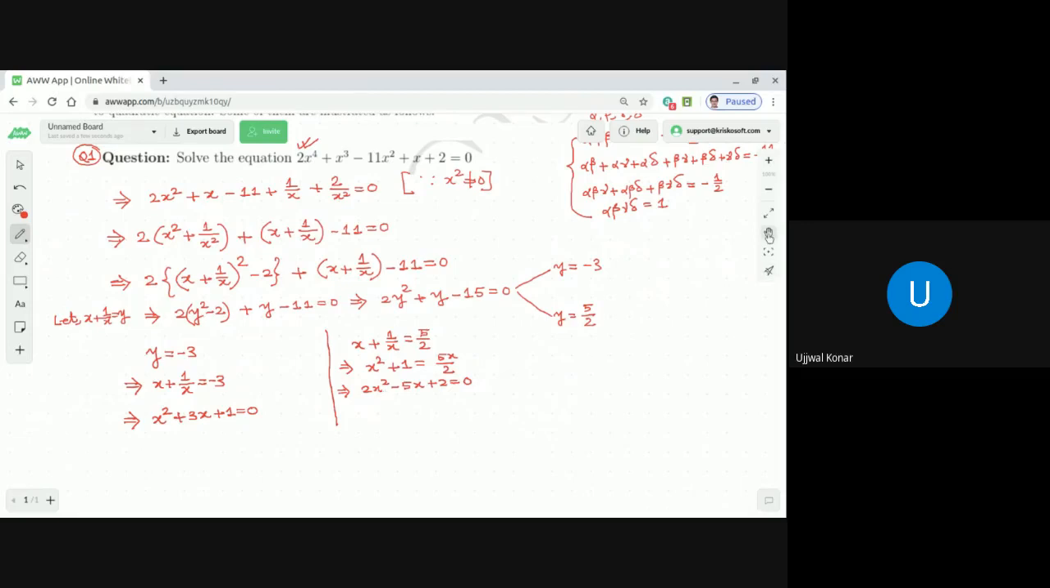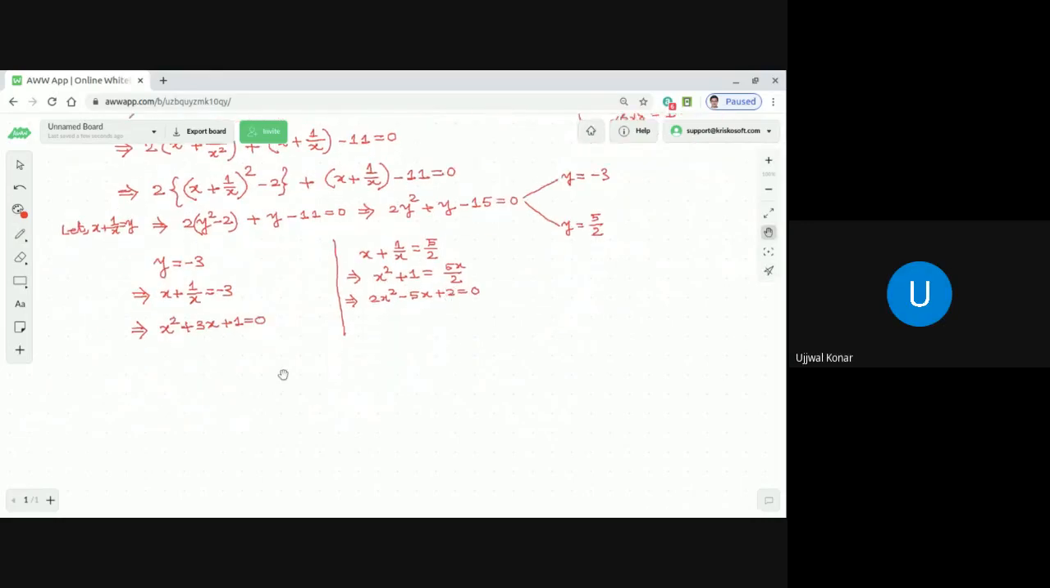If you solve x square plus 3x plus 1, what are we going to get? For x square plus 3x plus 1, just write this: minus b, that is minus 3, plus minus square root of b square, that is 9, correct, na? Minus 4ac, that is 4, correct? Divided by 2.